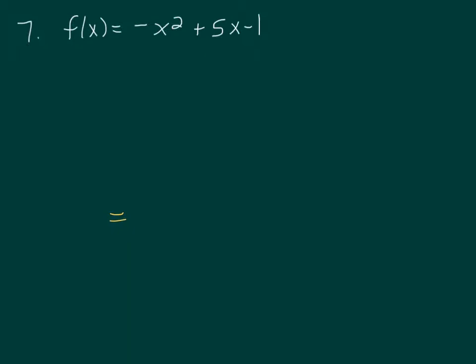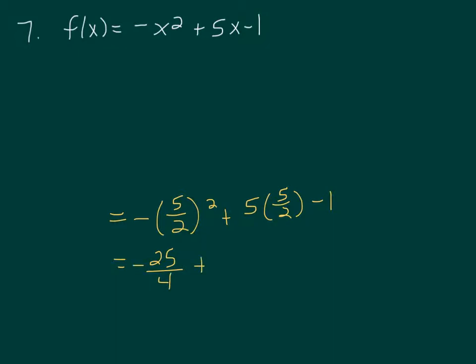So find the y value, f of 5 halves, so f of negative, and then 5 halves in parentheses, squared, plus 5 times 5 halves, minus 1. 5 halves squared, you square the top, square the bottom, so it's 25 fourths, but it's negative because the negative is on the outside, plus, multiply fractions across, 25 halves minus 1.